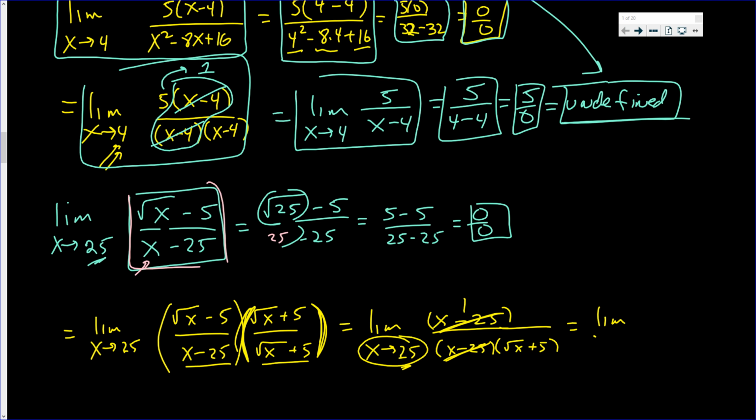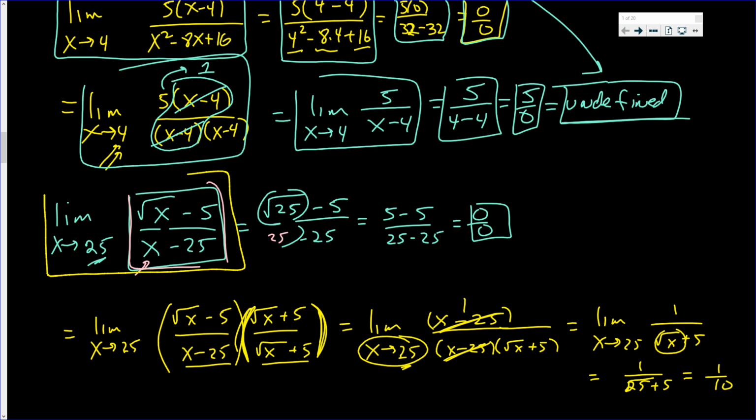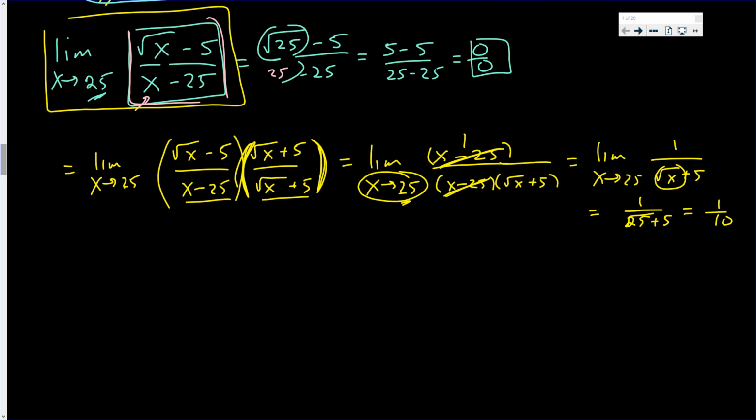So we have the limit as x goes to 25 of 1 over the square root of x plus 5. So we get 1 over the square root of 25, which is 5, plus another 5. We get 1 over 10. Now, I'm going to do this same problem over, but this time I'm going to do something to the denominator. You decide which way you like better.